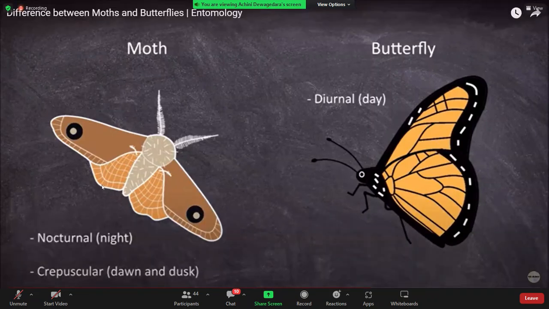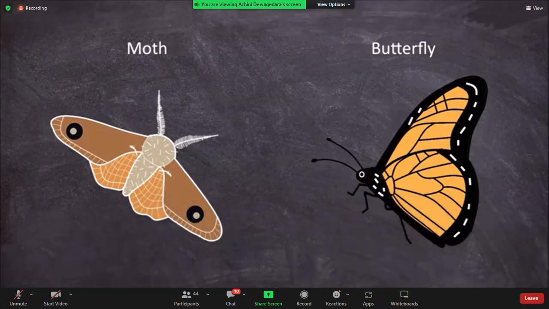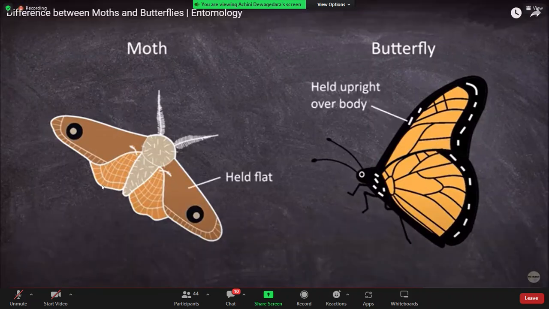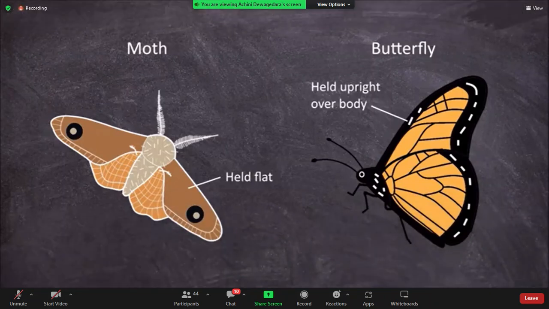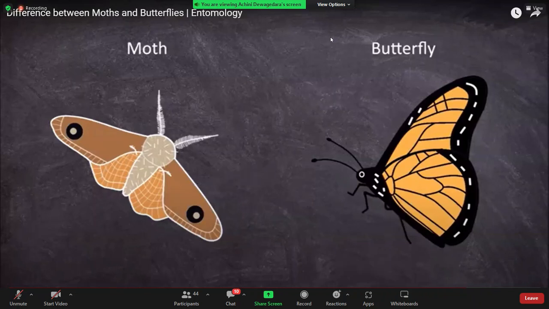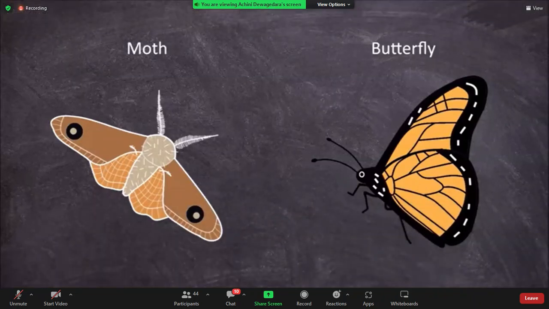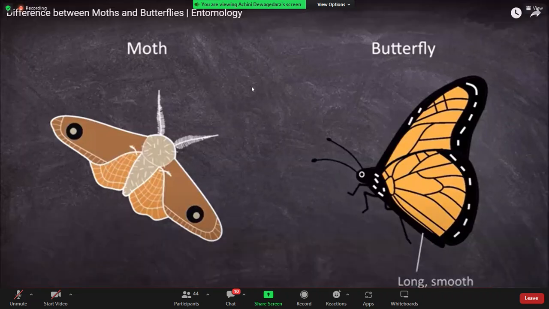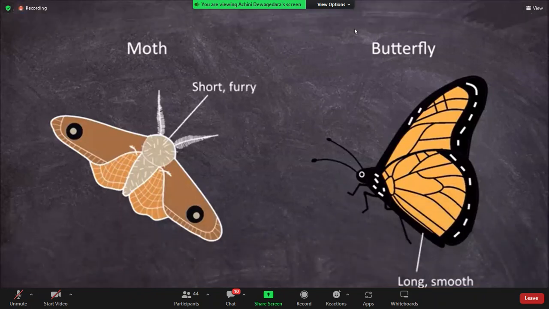The next two features relate to the wings. The first is in relation to how the wings sit at rest. In most but not all butterflies, the second feature is in relation to the coloration of the wings. Butterfly wings are often a lot more colorful than moths, but this is not always the case. The final difference between moths and butterflies is in relation to the bodies of each group. The body of butterflies are usually smooth and longer than those of moths. The body of moths are usually furry looking and shorter.